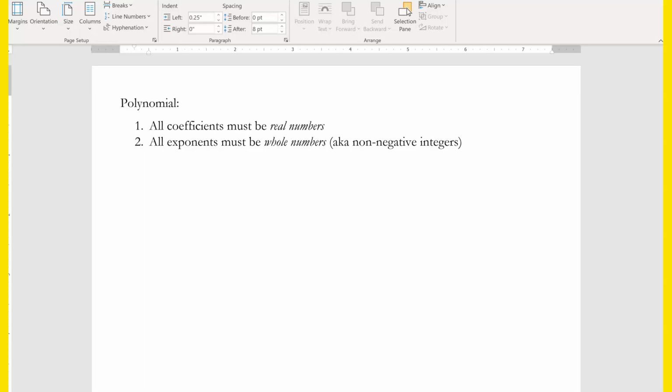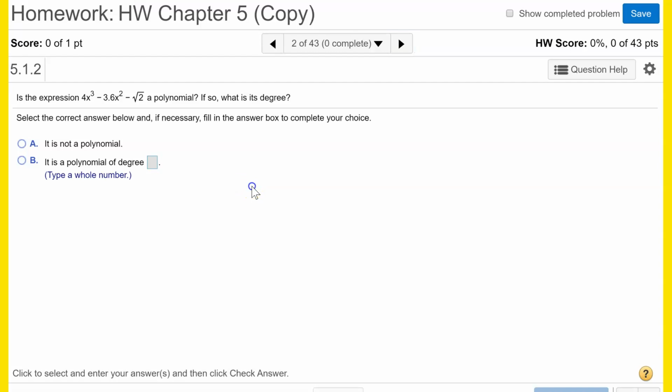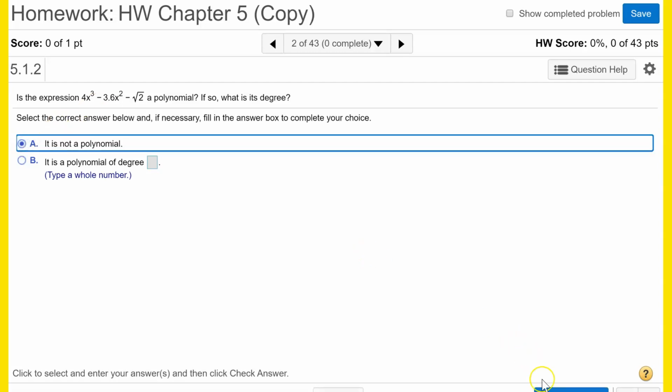So let's look back at our example here. Is this expression a polynomial? Let's look at the coefficients: 4, negative 3.6, negative square root 2. They are all real numbers, right? If the negative was inside the square root, it wouldn't be real. But since it's outside the square root, it is real. Look at the exponents. We have a 3 and a 2. Are they whole numbers? Yes, they are. Therefore, it is a polynomial.